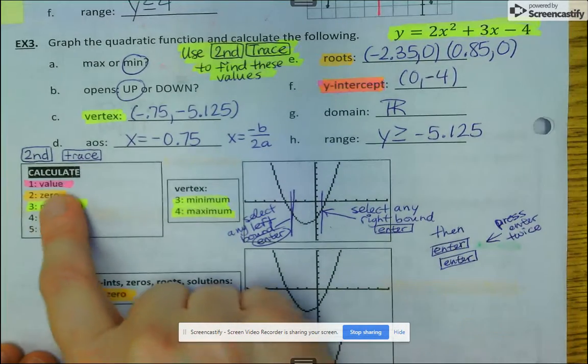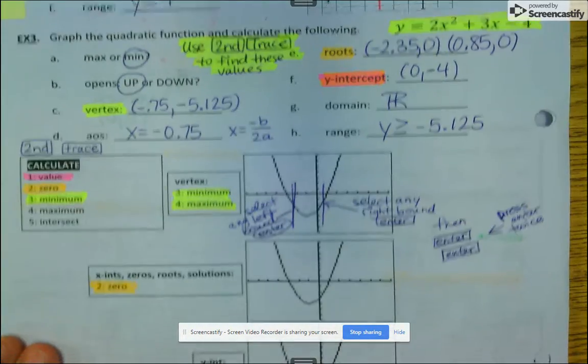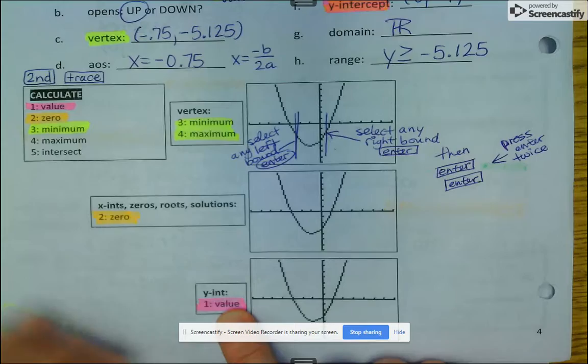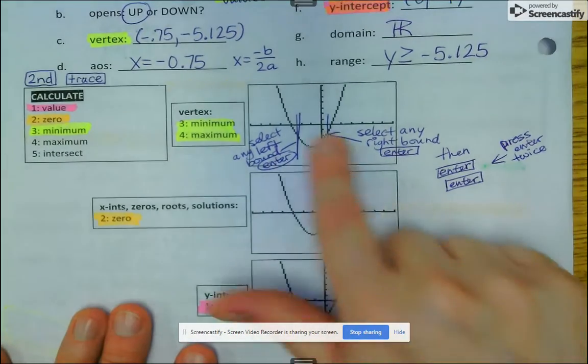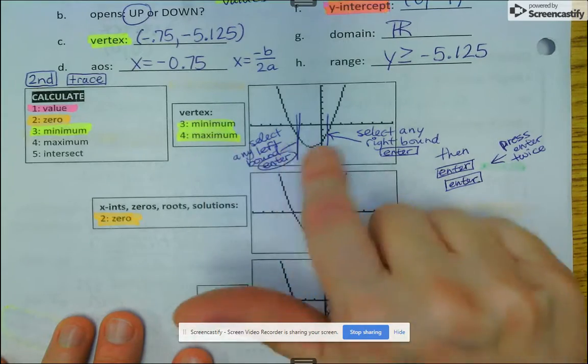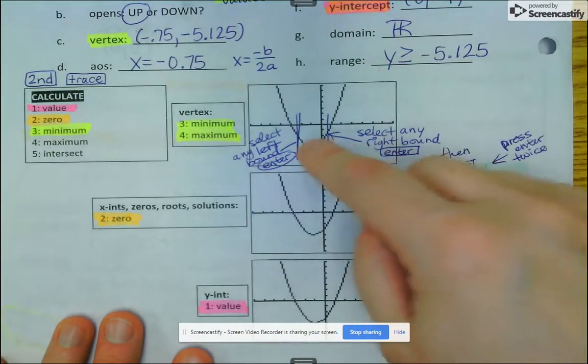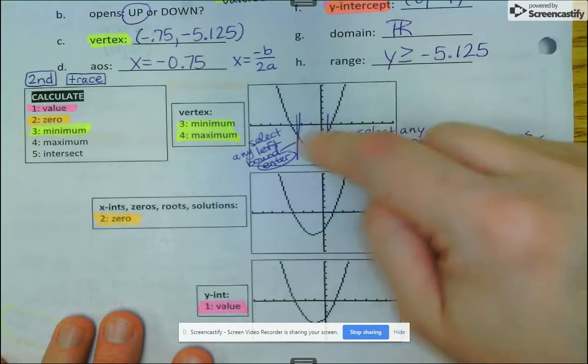And then value, which doesn't make a lot of sense, so that's why I'm putting this in the notes. Value actually gives you your y-intercept. But when doing any of this in the calculator, when you select this number, there's going to be a message up on your screen that says left bound. So you want to just scooch your cursor to the left of whatever point you're trying to find.